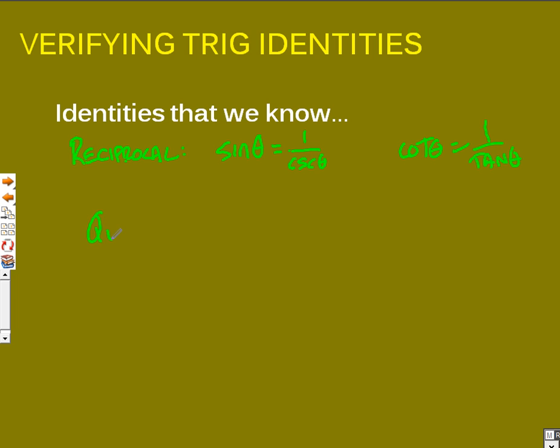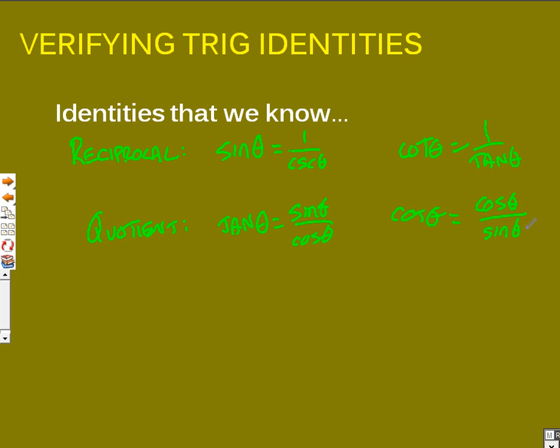We also know quotient identities, which the easiest ones there are mainly tangent and cotangent. Tangent is sine divided by cosine. And cotangent is cosine divided by sine. Those are ones that we already know.